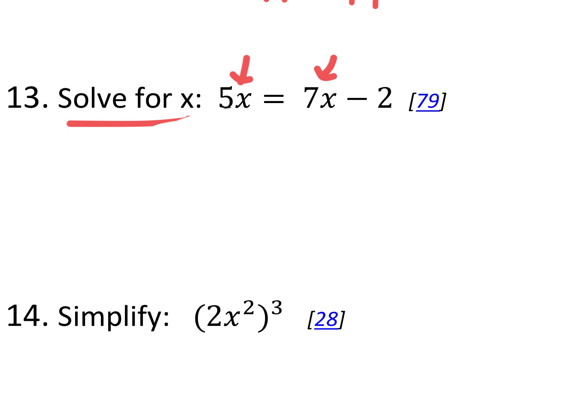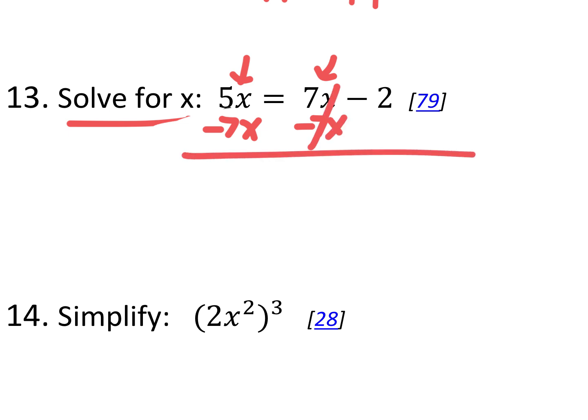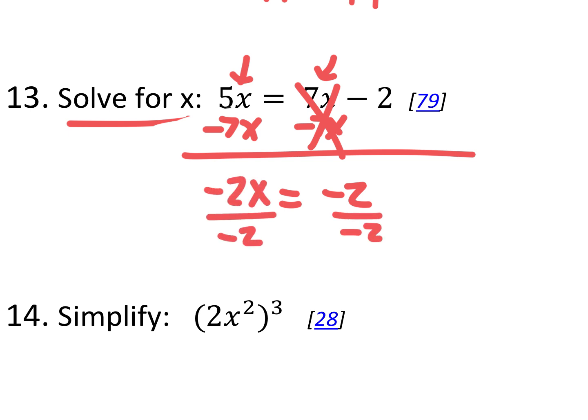But in this case, if I subtract 7x from both sides, then this one will go away, and this one will be negative 2x. And then I'm dividing by negative 2, and I get x equals 1, and that's even faster. So either way, if you have variables on both sides, you got to get rid of one of the two.